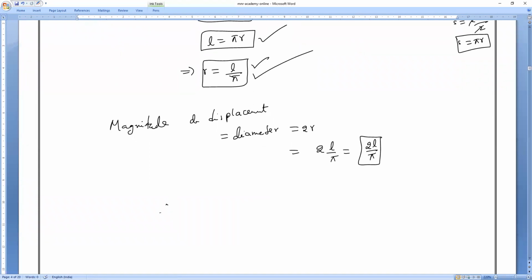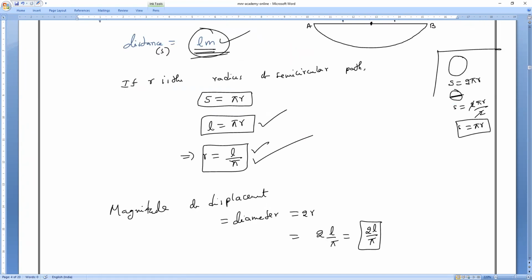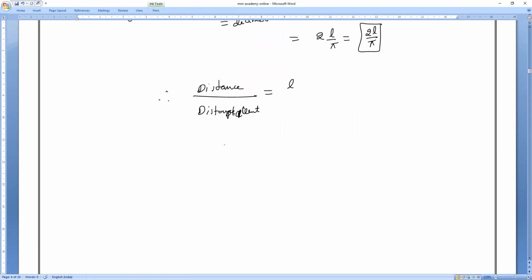Now they are asking the ratio of distance by displacement. Somebody is saying the answer already; wrong answer, wait. Distance by displacement. Now you see, distance is equal to what? We already know, L. Correct or not? Everybody. Displacement is equal to 2L by pi.